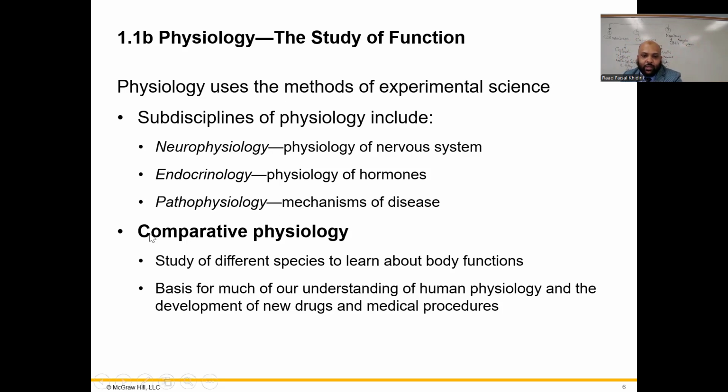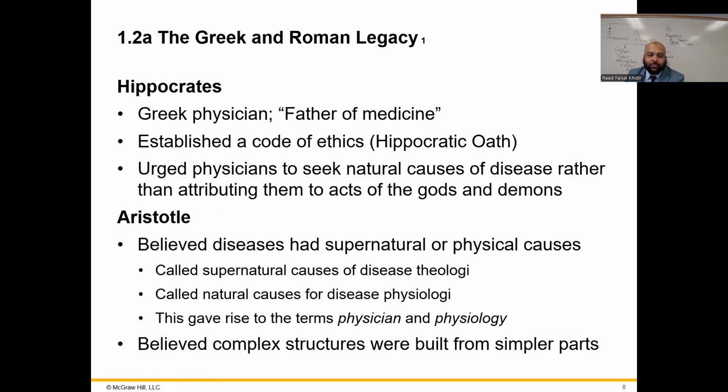The same way we had comparative anatomy, we also have comparative physiology. So comparative physiology is the study of different species to learn about their bodily functions. So we look at the hearts of other animals and we look at the functions of these other animals. So it's always very important to look at the history of anything you're getting into.